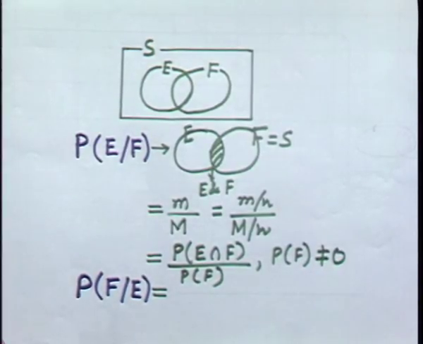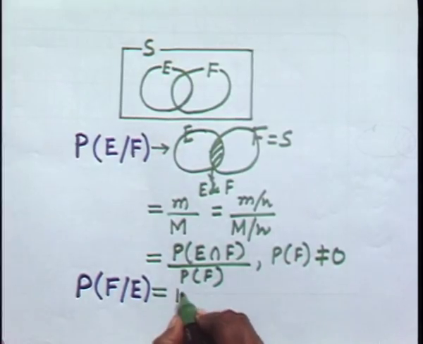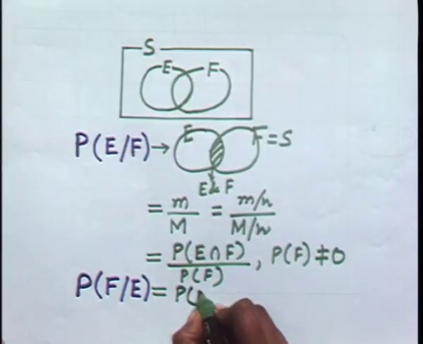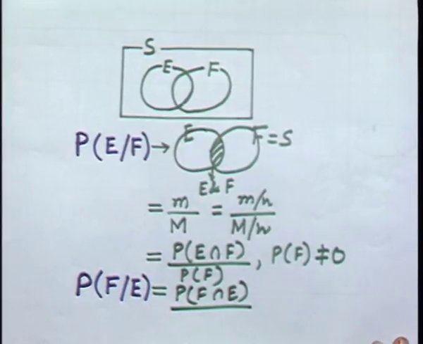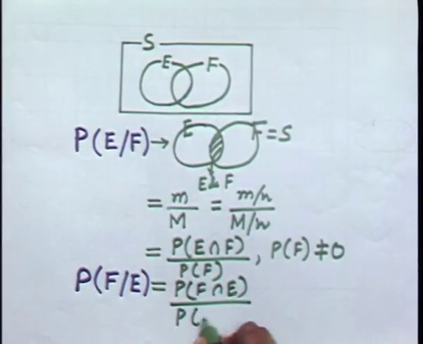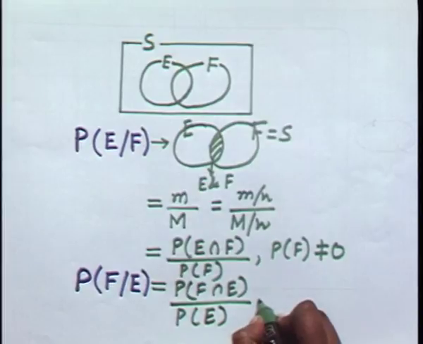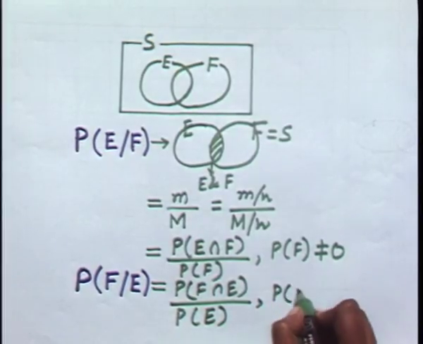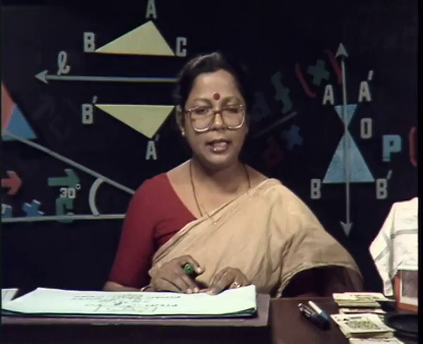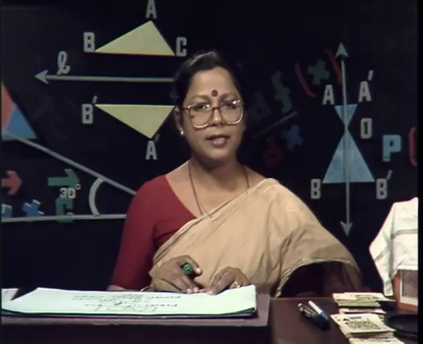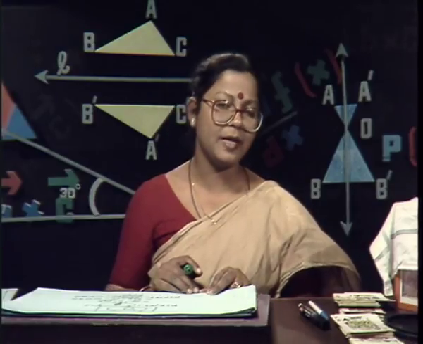With a similar approach, we can have probability of event F when event E has already occurred equal to probability of event F and E upon probability of event E, with the assumption that probability of event E is not equal to 0. Remember that events E and F are associated with the same sample space or with the same experiment.